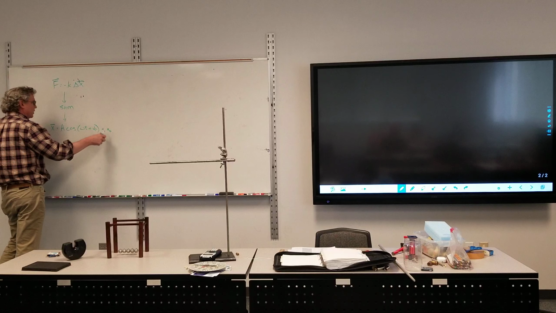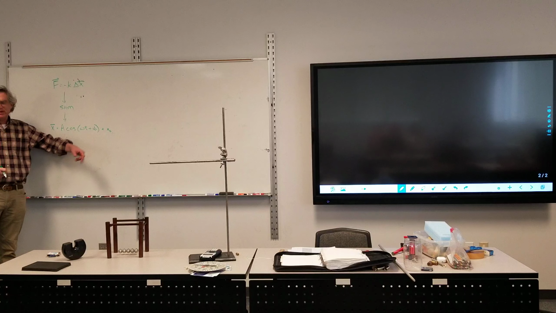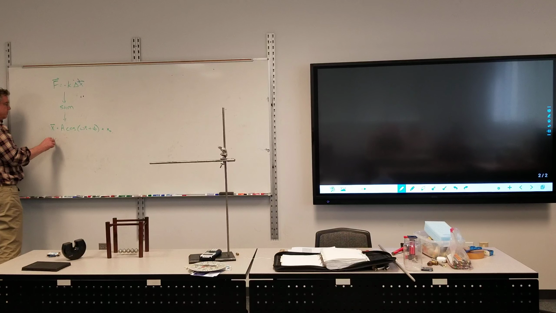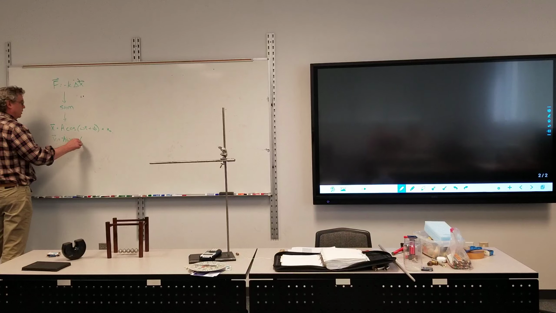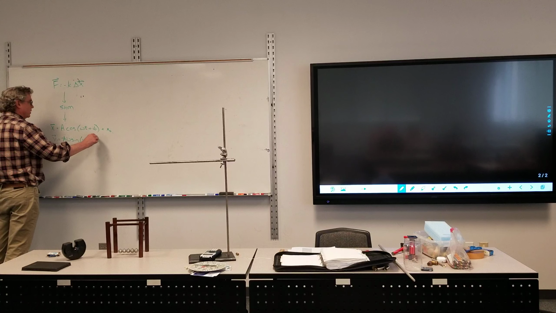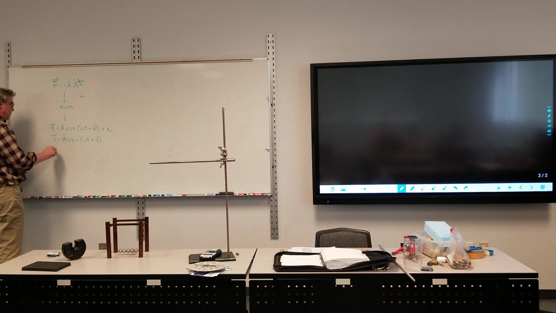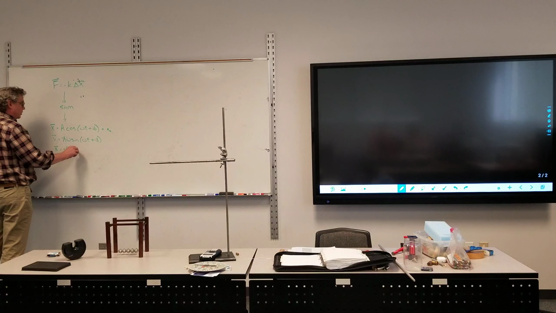I'm going to go ahead and stick that on there. If you're using a LabQuest, you're going to have an additional piece out here because not everything's going to be centered around 0. V is equal to negative A omega sine omega t plus phi, and acceleration is negative A omega squared cosine.